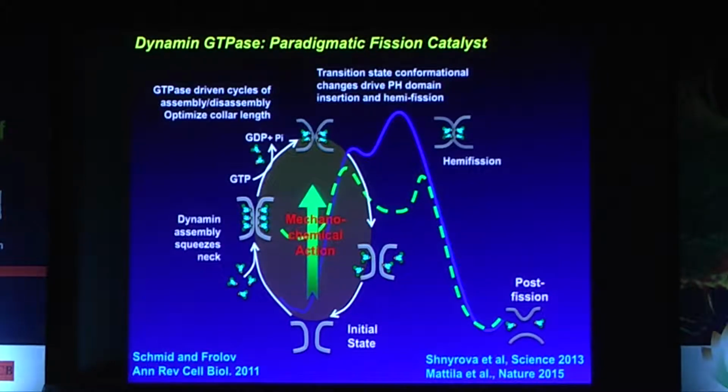A key high-energy transition state conformation of dynamin causes wedging of the membrane-associated PH domains into the lipid bilayer, destabilizing that lipid bilayer and therefore catalyzing fission. The collar itself can be a barrier to fission, and so GTP hydrolysis again helps to loosen the collar, allowing the reaction to be completed.